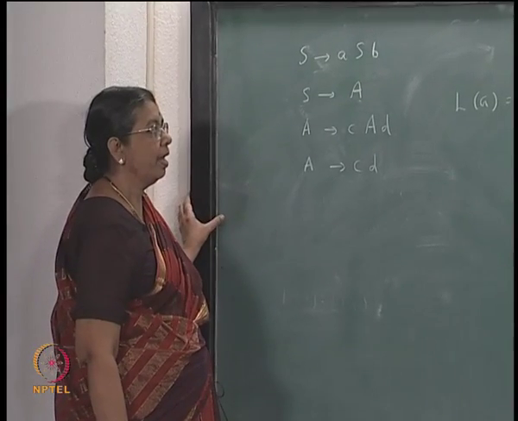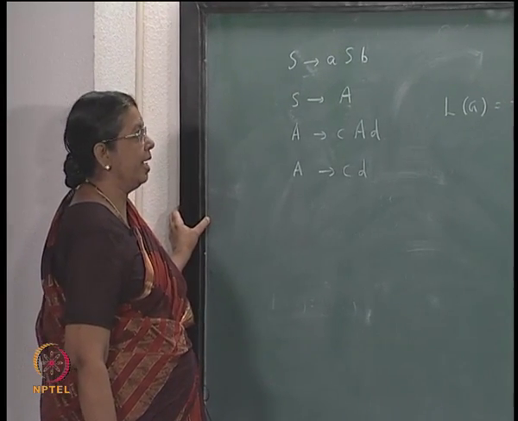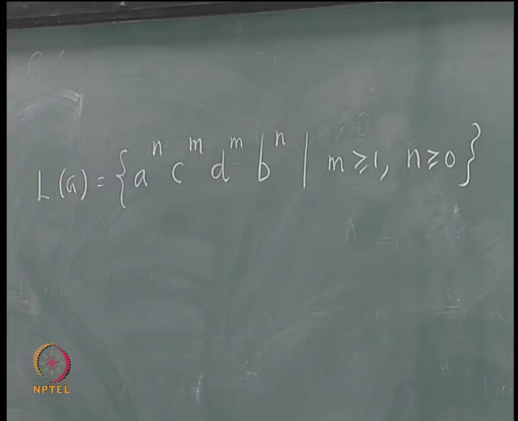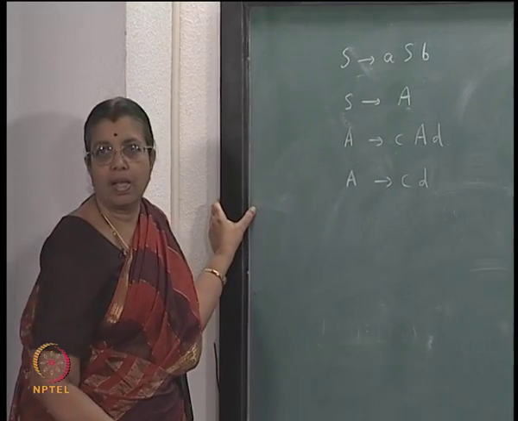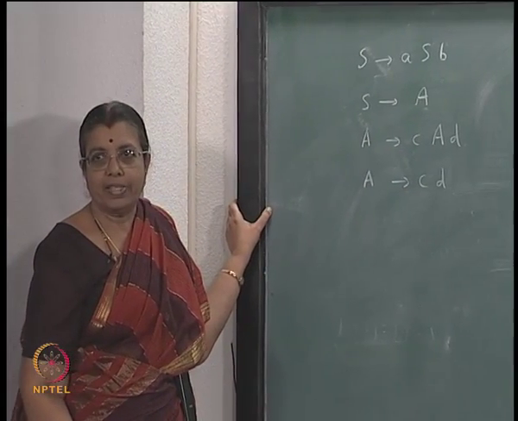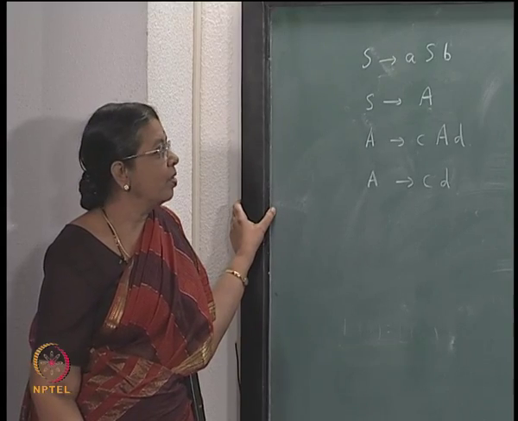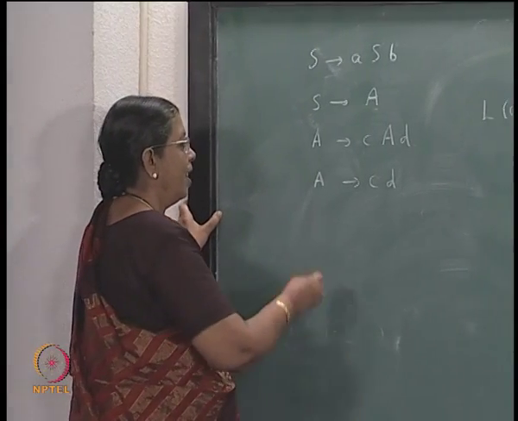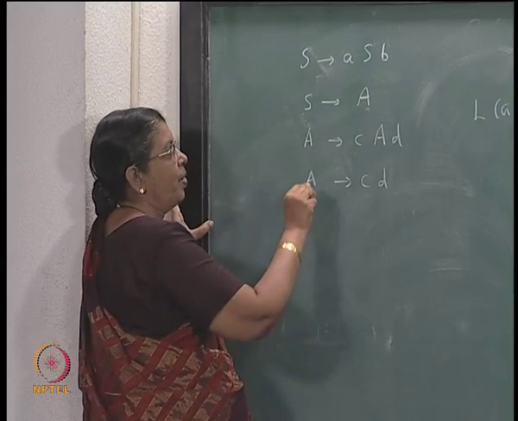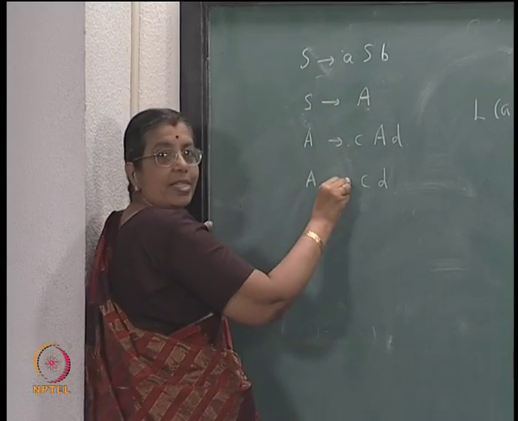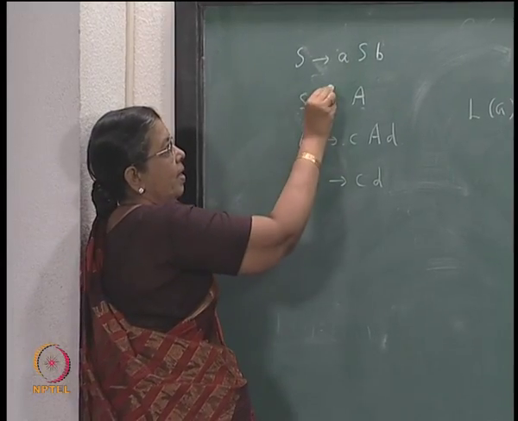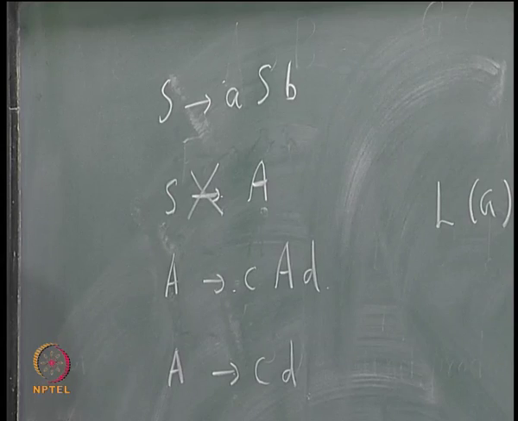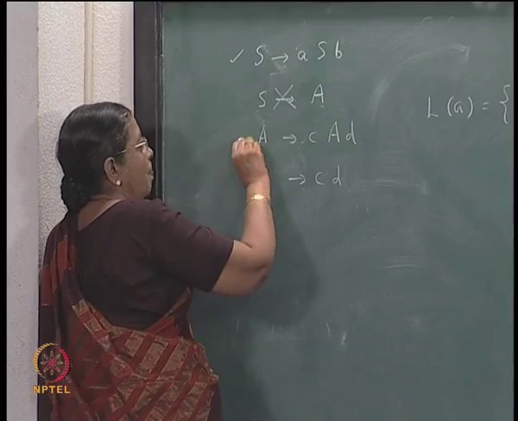Okay, this will be the language generated, and there is a unit production. Now we want to get rid of this unit production. So by this procedure, you split it into P1 and P2. P2 will consist of these three rules. P1 will consist of this. So you have to remove this. But P2 you have to keep as it is. So these three rules you keep.